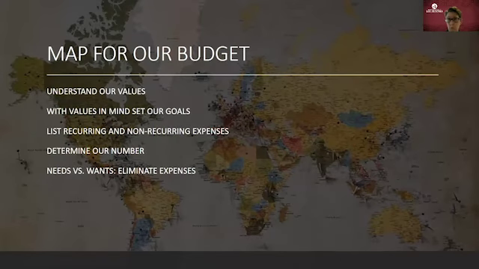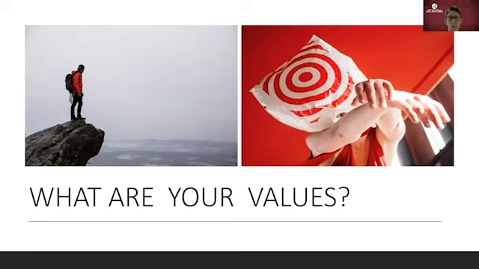First, we're going to understand our values, and then with our values in mind, we're going to set our goals. We're going to determine our number, which is basically a list of our obligations totaled up, and we're going to determine what our needs versus our wants are. We're going to try to eliminate some expenses. What are your values? Let's find out.